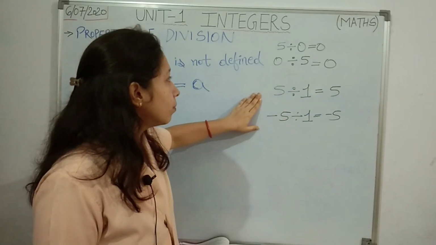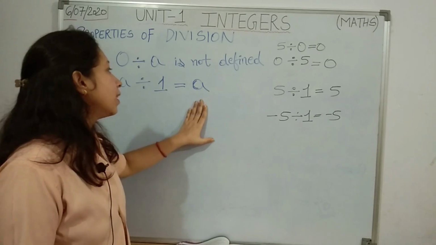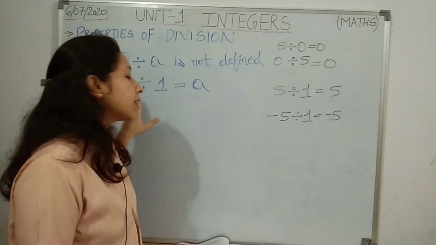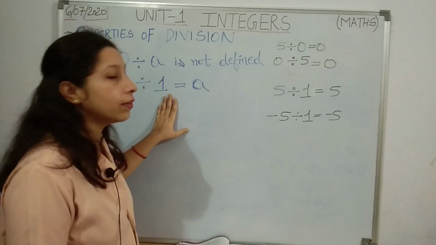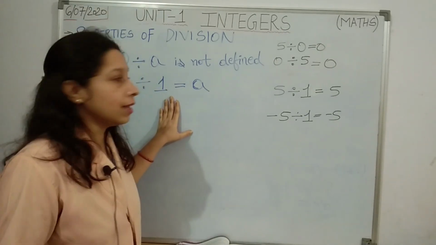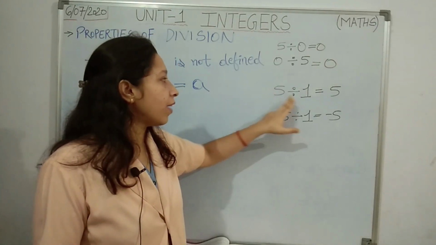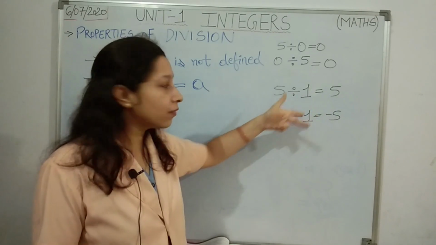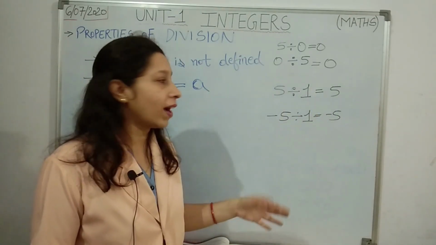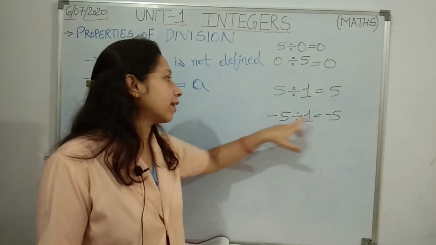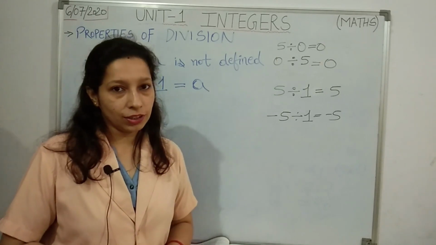Now the second point: a divided by 1 is equal to a. Whenever any integer is divided by 1, the result will again be the same integer. Look, here I have taken the example integer as 5. 5 divided by 1, I will get 5, and if the integer is negative also, minus 5 divided by 1, you first simply divide 5 by 1, 5, then you put the negative sign. So this comes under properties of division.